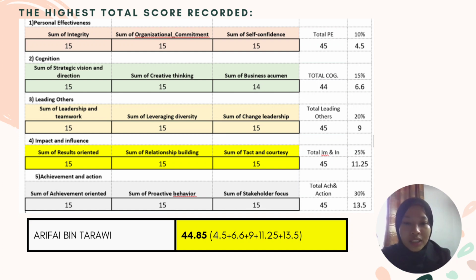Lastly, number 5, achievement and action recorded is 45. So 30% from it is 13.5. And finally, the total score for Arifai is 44.85, which is adding up from 4.5 plus 6.6 plus 9 plus 11.25 and plus 13.5.